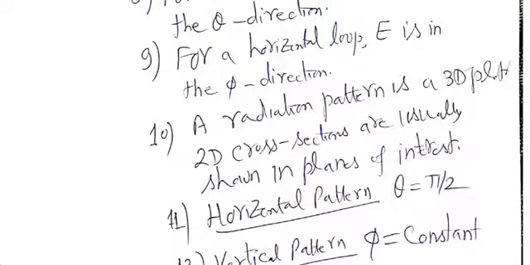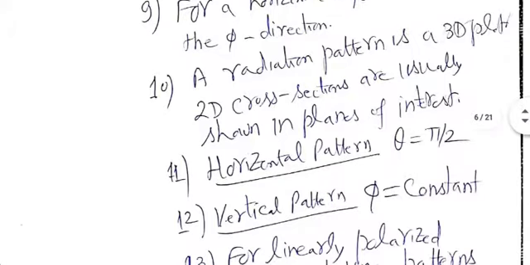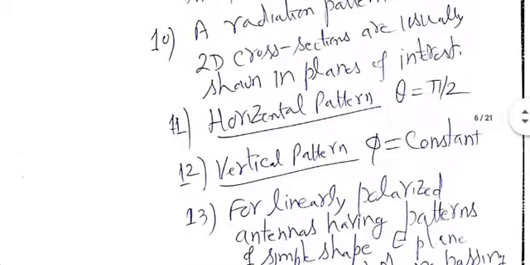A radiation pattern is a 3D plot, and 2D cross sections are usually taken in two different planes. One of them is known as horizontal plane, which is theta equal to pi by 2. That is XY plane. We take a projection of the 3D plot in XY plane. That is called horizontal pattern. We also choose a vertical pattern. We also plot a vertical pattern in a plane which is characterized by phi equal to some constant value, so that theta dependence can be described for that particular value of phi.